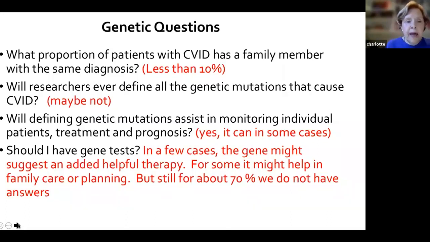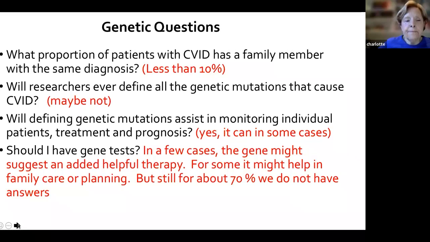So let's just take a big step back for the moment, genetic questions. First of all, in the United States, what proportion of patients with CVID have a family member with the same diagnosis? Even though I just told you these are what we call autosomal dominant, in the United States the honest fact is, in my practice, less than 10% of patients will have another family member. It could be it hasn't yet been diagnosed, but it also means it wasn't very clinically significant at that point in time.